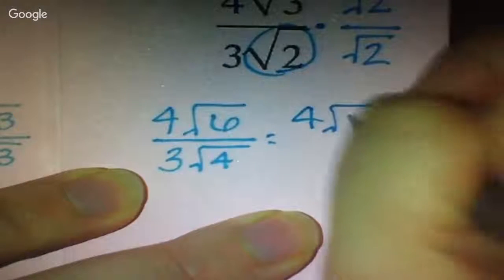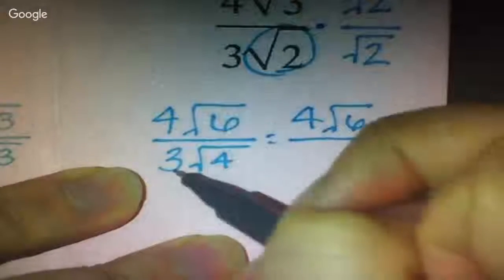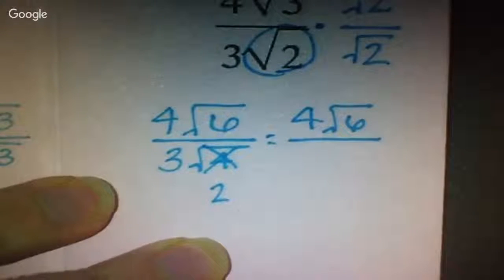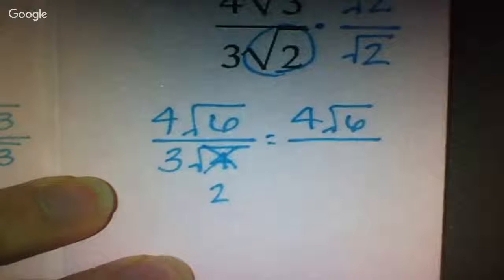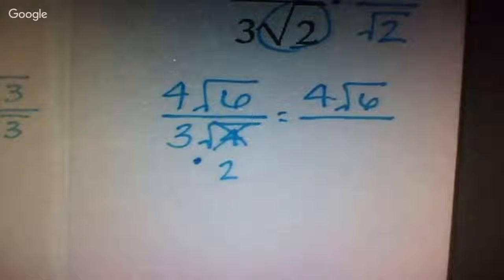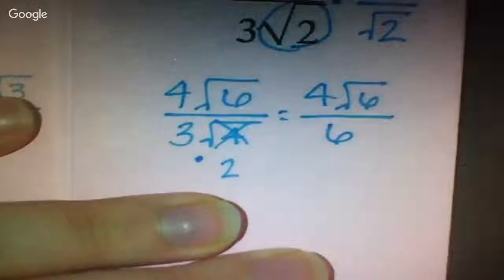So 4 square roots of 6 over, this is 3 times, what's the square root of 4? Oh, I was on the top still, friend. Sorry, I was still on the top. That's okay. So the bottom technically becomes 3 times 2, because the square root of 4 is 2, which leaves me with 6.